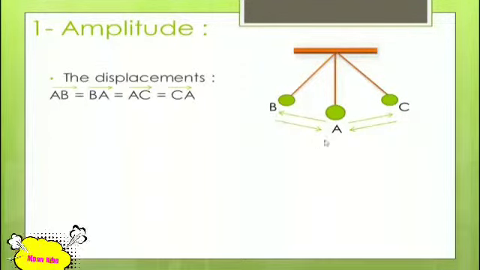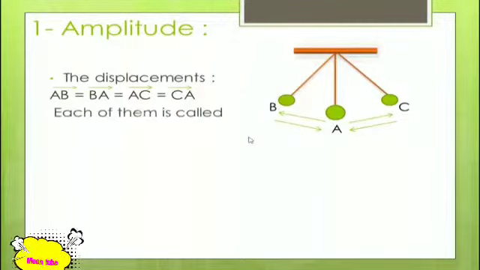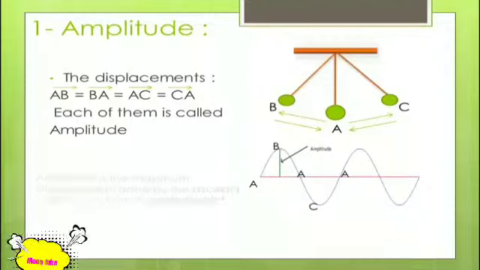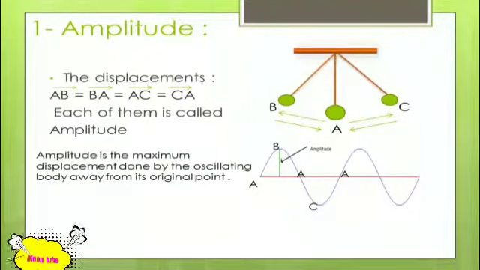So, when the oscillating body passes from A to B, from B to A, from A to C, and from C to A, we find that these displacements are equal. Each one is called an amplitude. So, the amplitude is the maximum displacement made by the oscillating body away from its original point.